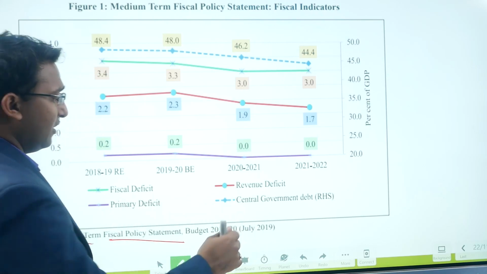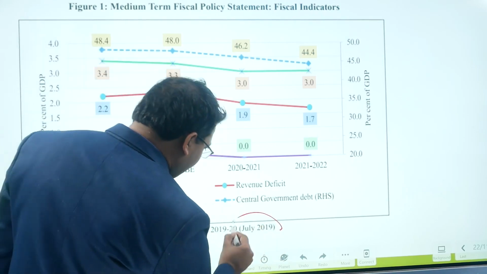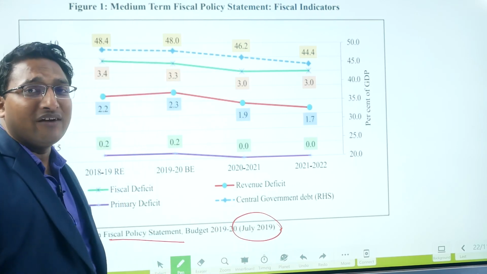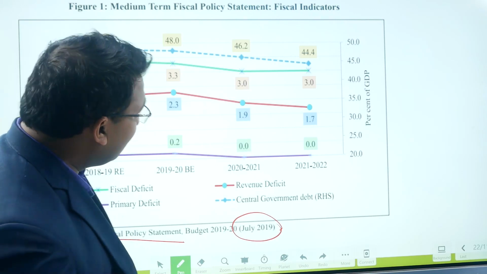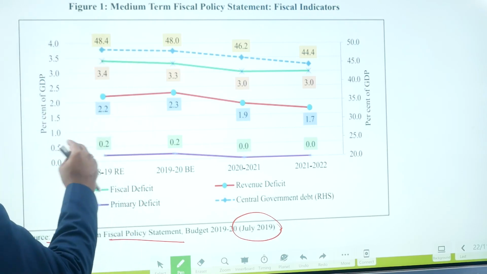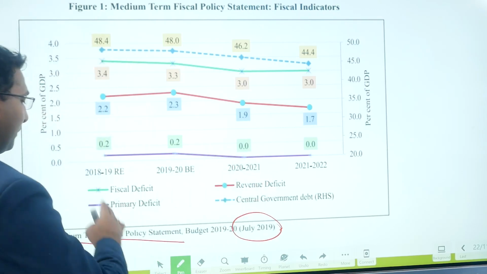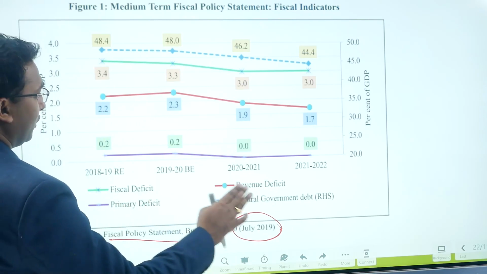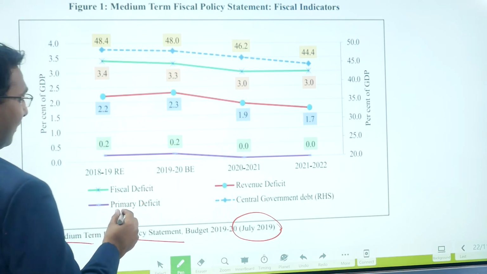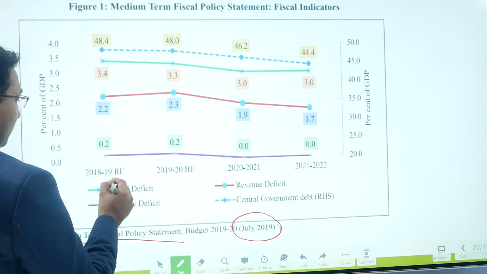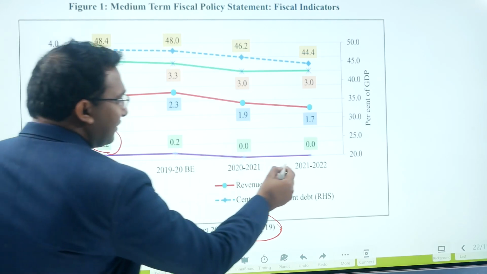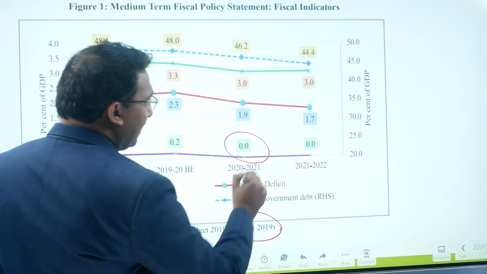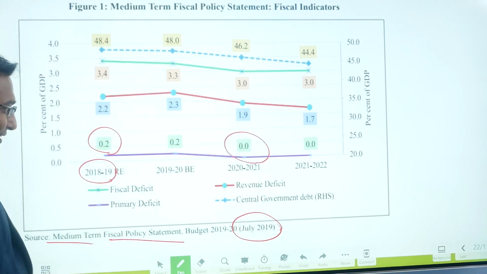proposed or estimated when the new government came out with the budget in July 2019. So when the government came out with the budget in July 2019, it indicated that for the next 4 years, in the medium term, this will be the fiscal policy. So we can see starting from primary deficit. In 18-19, the primary deficit will be 0.2% and till 2020-21, it will be 0%.